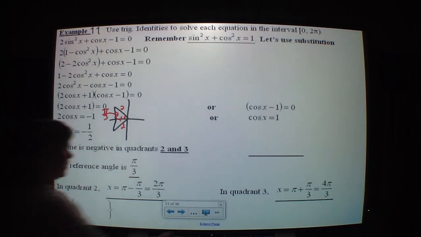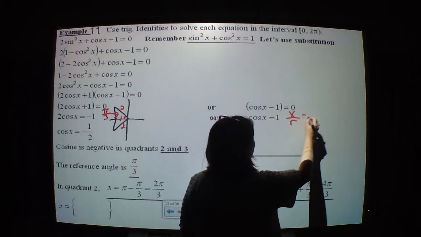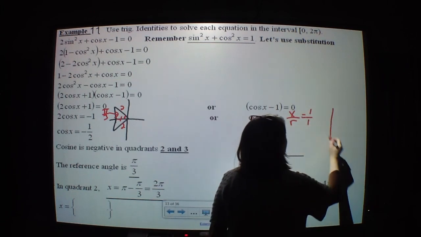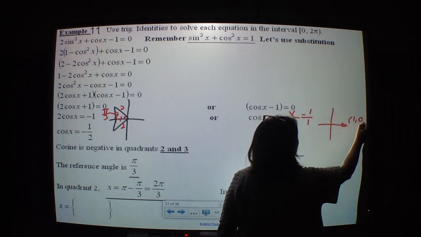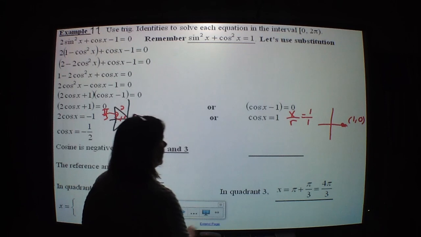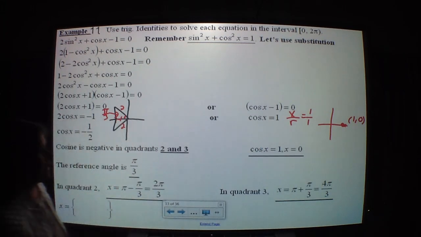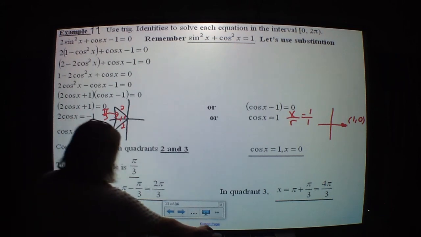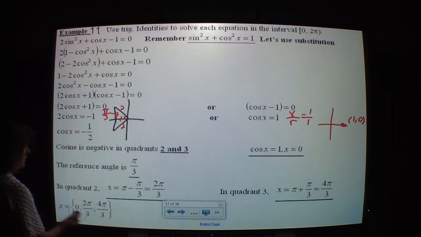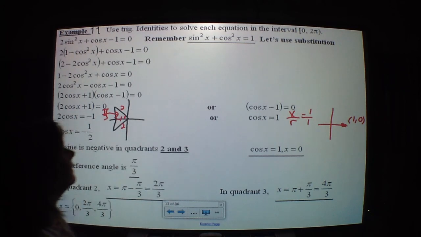Cosine of x is equal to 1. Again, remember that that's adjacent over hypotenuse, so it's 1 over 1. Right there is where x is 1, and r is also 1. And that's the only place. So my angle is 0 radians, or 0 degrees. So those are my 3 answers. 0, 2 pi over 3, 4 pi over 3. And I said between 0 and 2 pi, including 0.